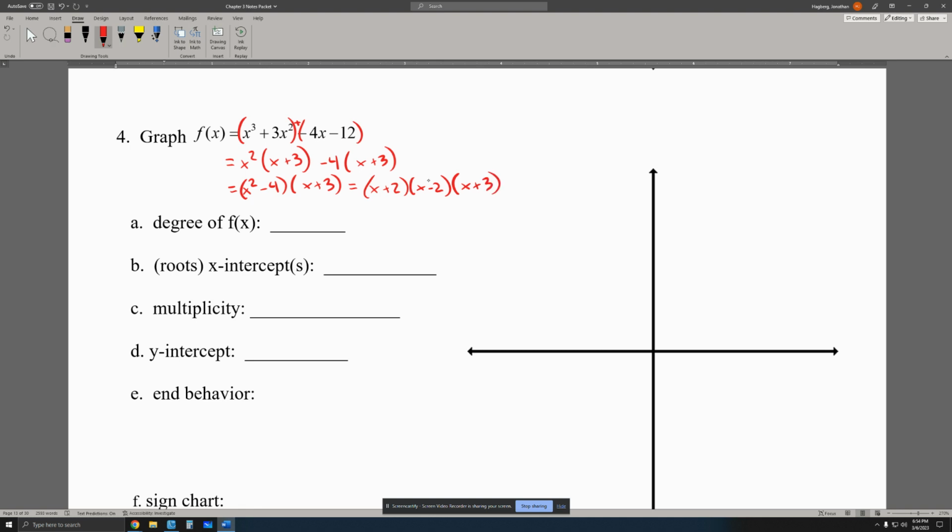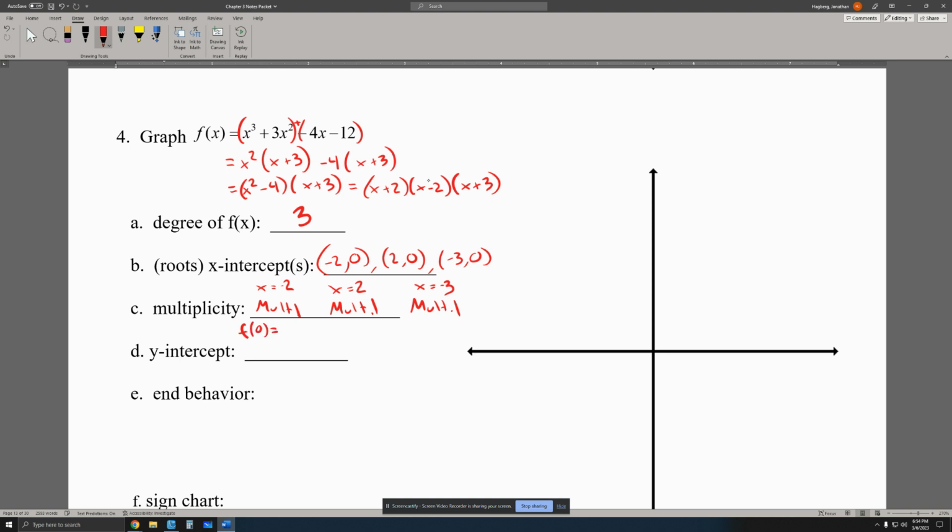All right? So that tells me we could look at the factored form, or we could look at the standard form. The degree of this polynomial is 3. The x-intercepts, we have one at negative 2, 0. We have one at positive 2, 0. And we have one at negative 3, 0. The multiplicity of each of these zeros is 1. So at x equals negative 2, the multiplicity is 1. At x equals 2, the multiplicity is 1. And at x equals negative 3, the multiplicity is 1.